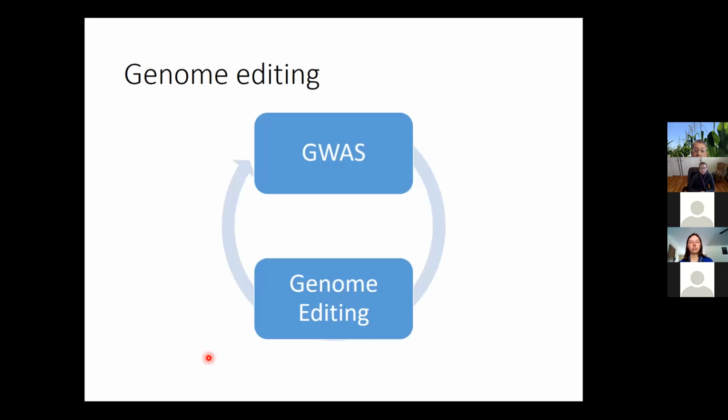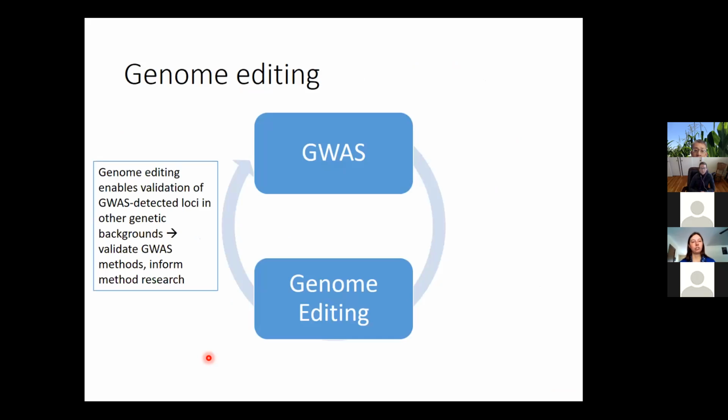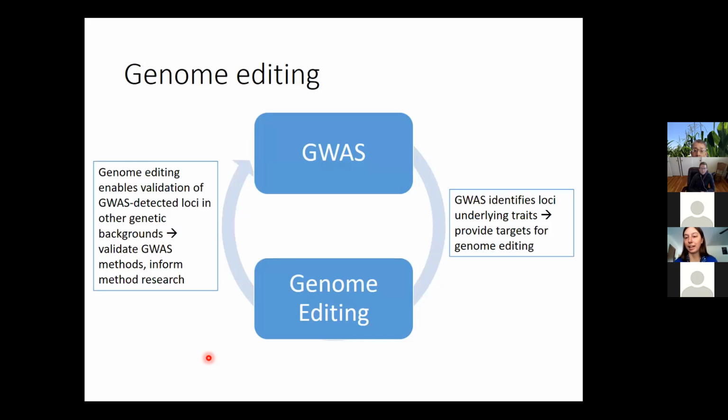There's also a synergistic relationship between genome editing and GWAS. On the one hand, genome editing enables validation of GWAS-detected loci in new genetic backgrounds. This can help us to validate GWAS results and methods, thereby informing method research. On the other hand, GWAS identifies loci that underlie traits, which of course provide targets for genome editing.